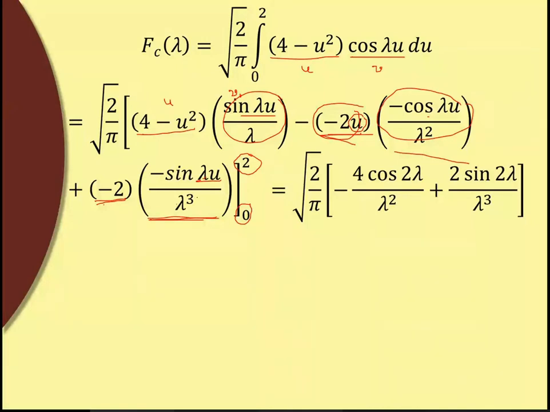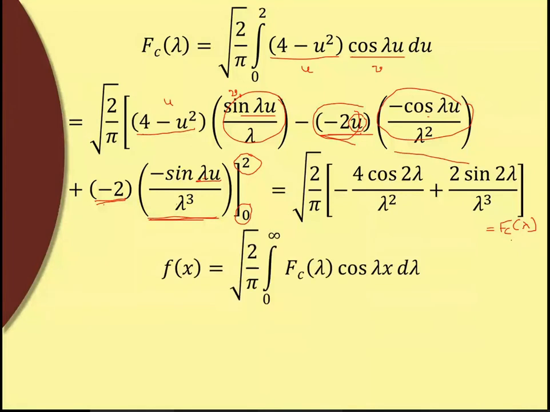Now here it is asked to find a Fourier integral representation. This we got is the Fourier transform, this is the value of fc lambda, but we want the Fourier integral representation, and Fourier integral representation means inverse Fourier transform. So use the formula of the inverse Fourier transform: f of x is equal to square root of 2 by pi integral 0 to infinity fc lambda cos lambda x d lambda.